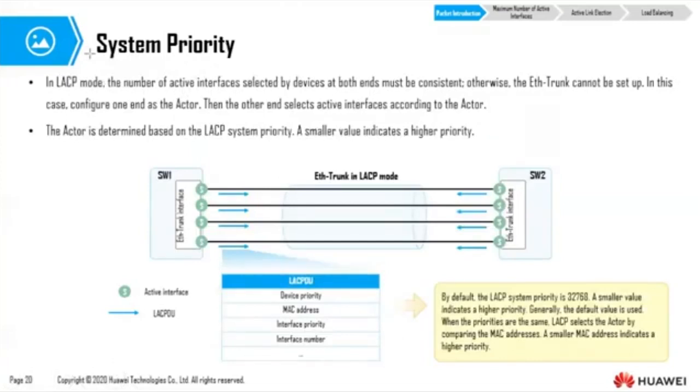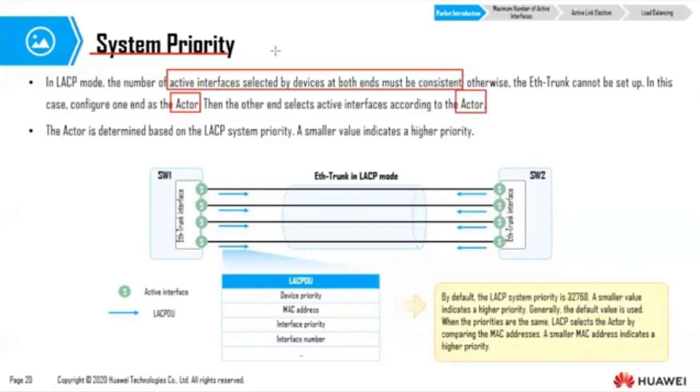So let's begin with the system priority. The number of active interfaces selected by devices at both ends must be consistent. Otherwise, the Ethernet trunk cannot be set up. So in this case, configure one end as the actor. Actor means you're the president. You're the one that will control the communication, because we want to ensure that the number of active interfaces is the same on both ends. Then the other end selects active interfaces according to who?